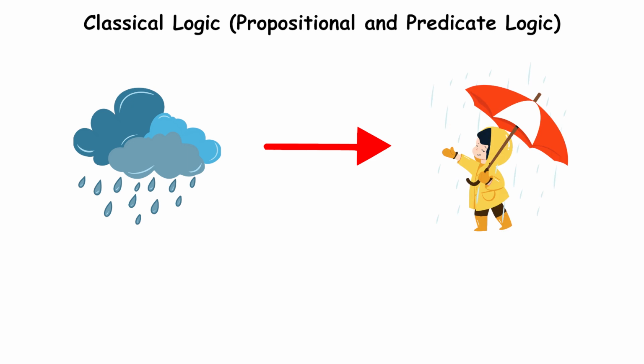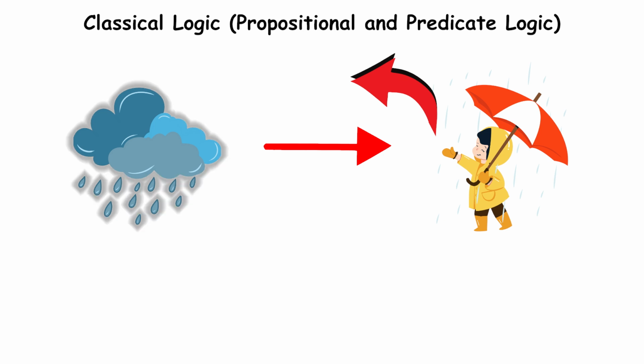Example, imagine you say, if it's raining, I'll take my umbrella. This is a conditional proposition. The truth of the second part depends on the first. In propositional logic, we would analyze the relationship between the two propositions, it's raining and I'll take my umbrella.